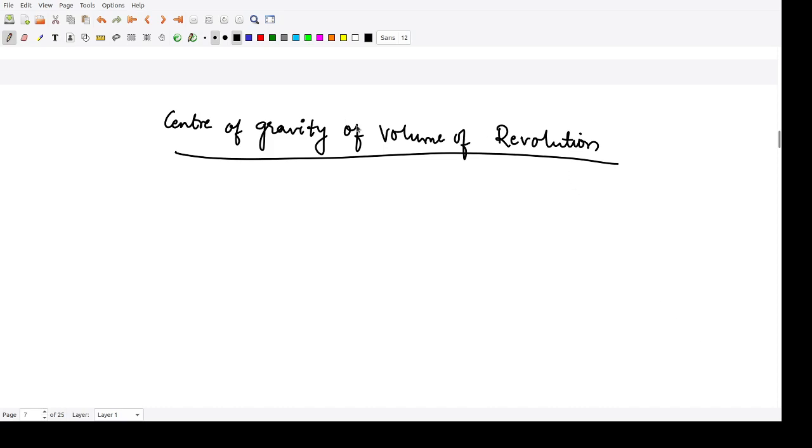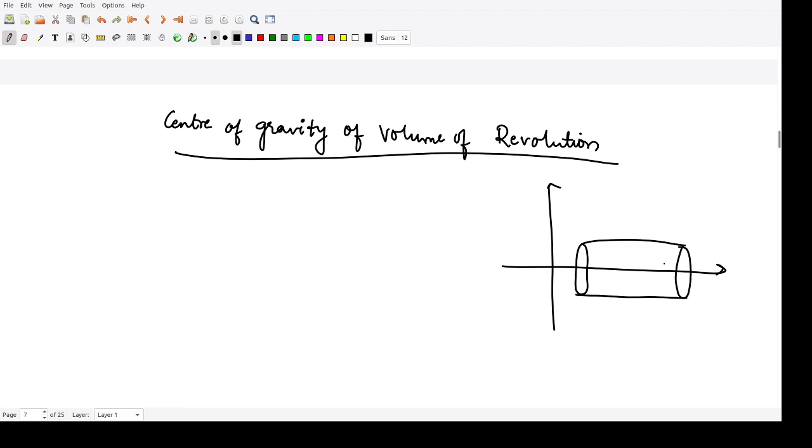So the center of gravity for the volume of revolution. Suppose we are given some solid of revolution. Suppose this is the given curve, and when you rotate this about the x-axis, you would have this solid of revolution. Now we are to find the center of gravity for this solid of revolution. So this is the question.